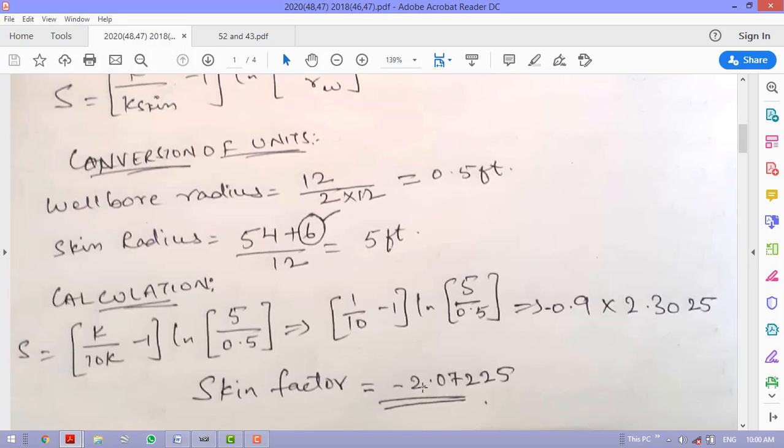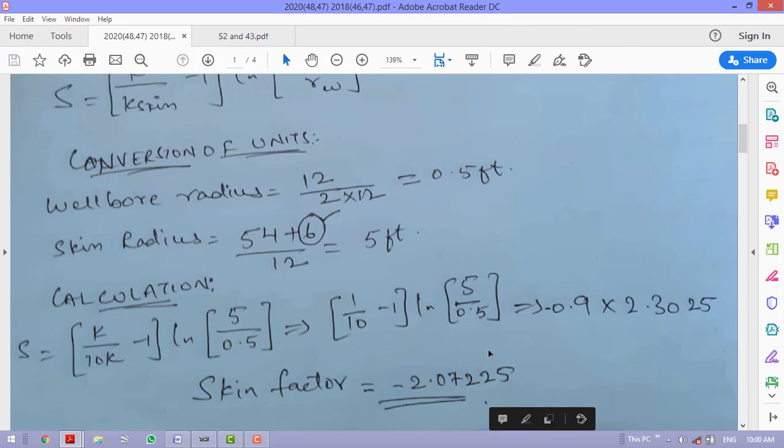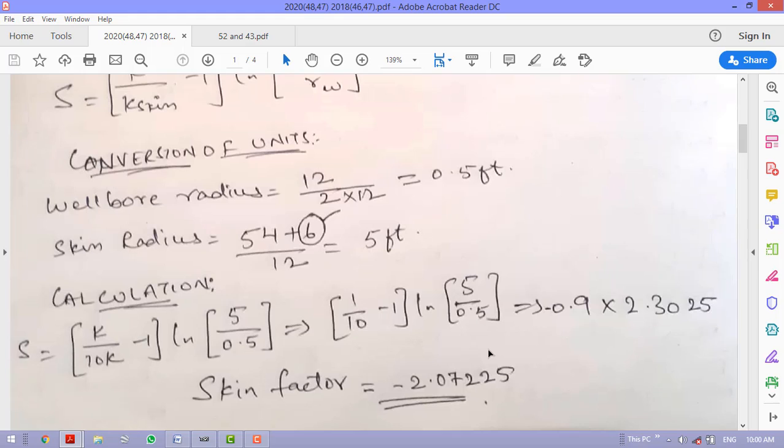The thing over here, once we get a negative skin factor, we should understand that there will be a production enhancement near the wellbore if we have a negative skin factor, and otherwise there will be a pressure drop due to the skin formation. So that is the meaning of negative skin factors.